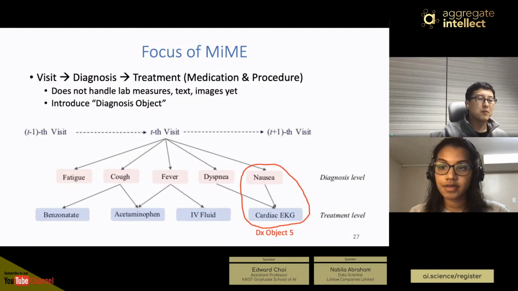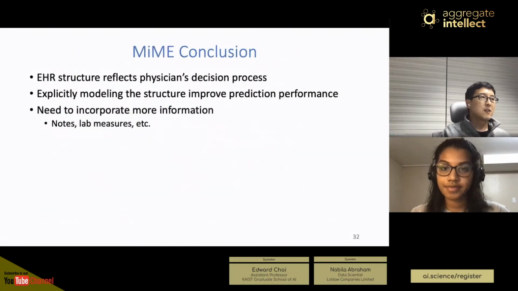You can use any type of pre-trained embeddings, and then use the relationship between the codes, the structure of EHR. That would make it even more robust to a lower data regime. That would be a great idea, actually. Yeah. All right, so moving on.